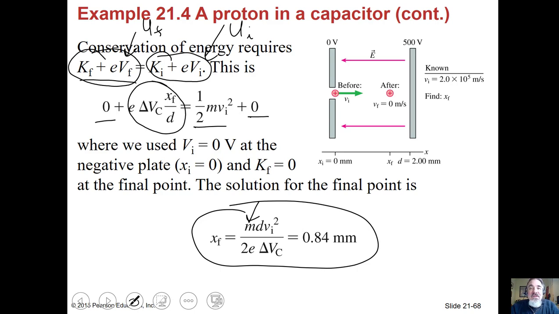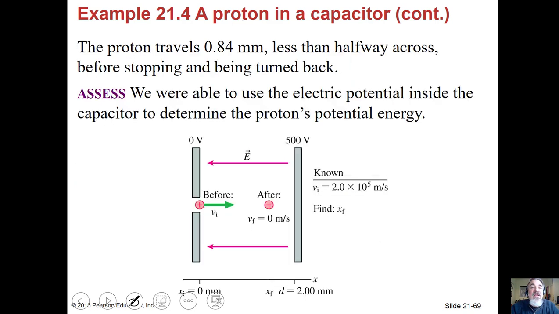All right, excellent. So you can stop a proton. So 0.84 millimeters, less than halfway across before stopping. So it would stop, and then it would turn around and go back the other direction.